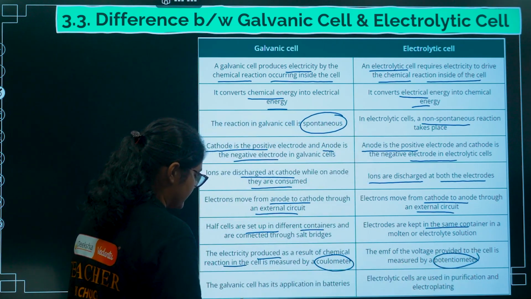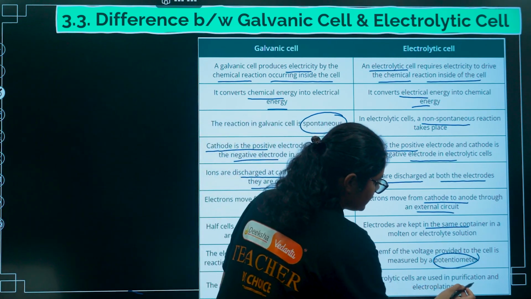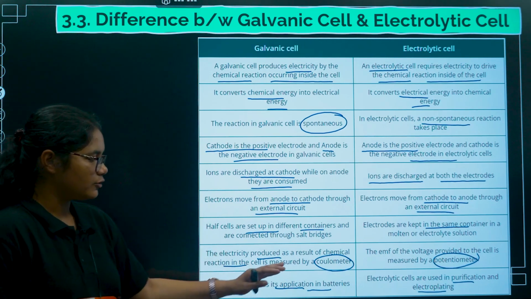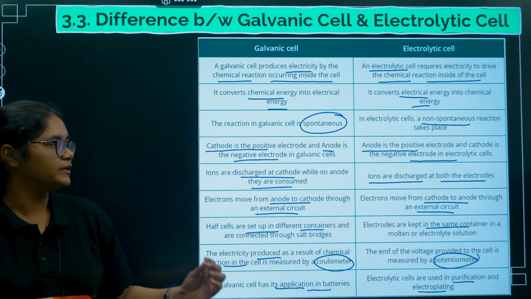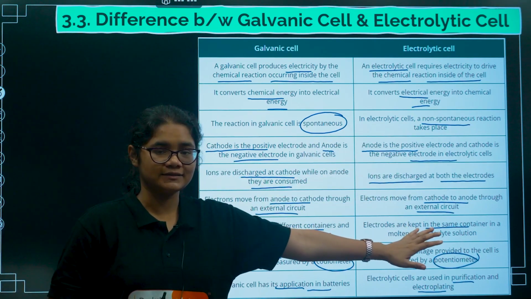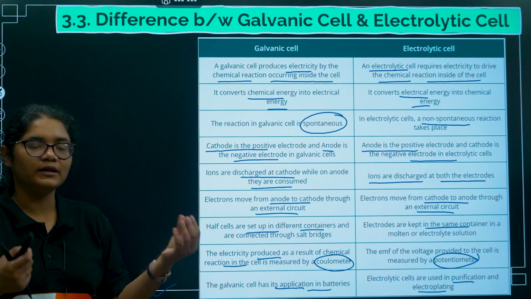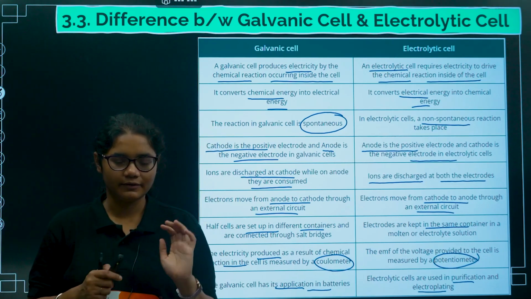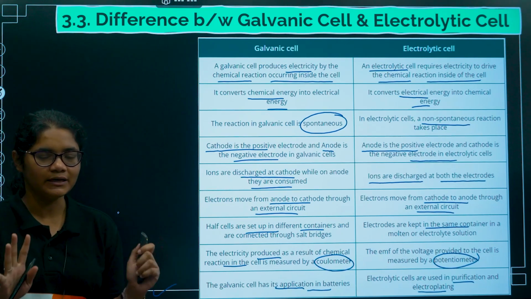Okay. And the next one, a galvanic cell has its application in batteries. Electrolytic cells are used in purification and electroplating. Okay. So electroplating, just now we have discussed a question on how electroplating is done. So in those types of cells, electrolytic cells are used, and batteries are used in your remote, in the phone, in different other appliances. That is your galvanic cell. Getting everyone?